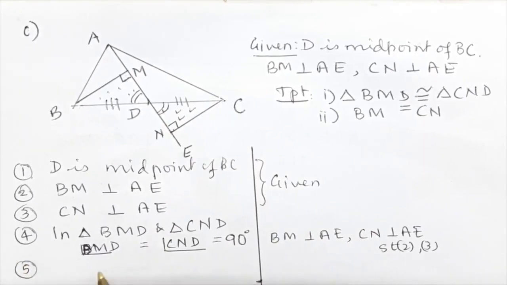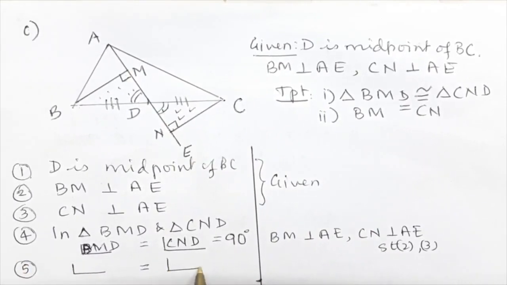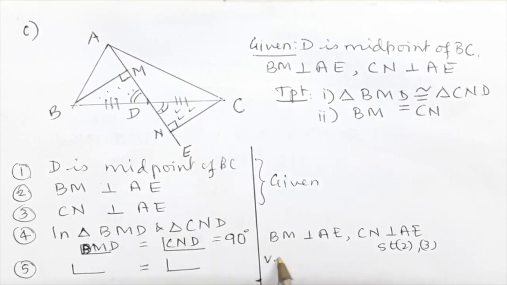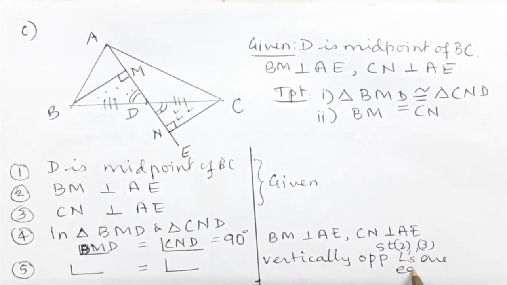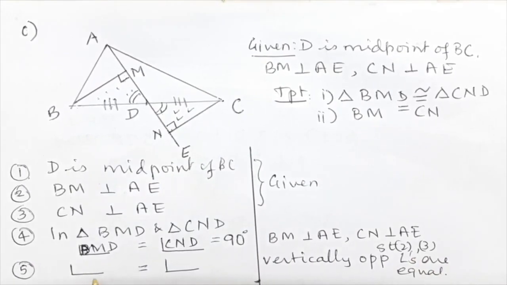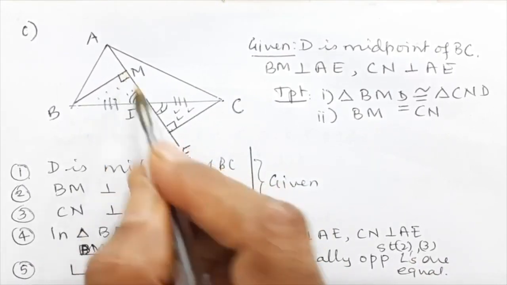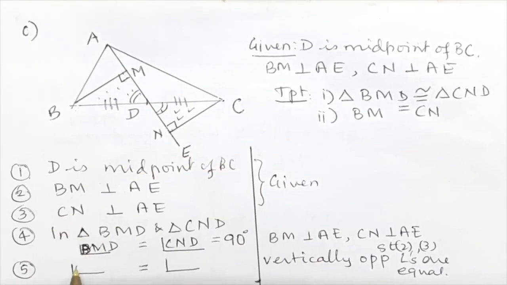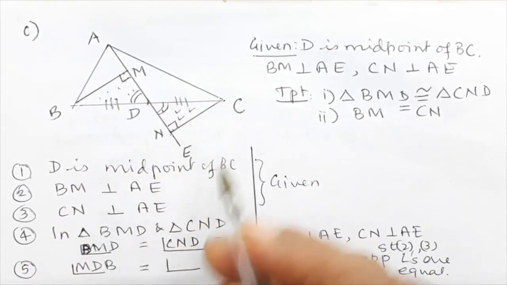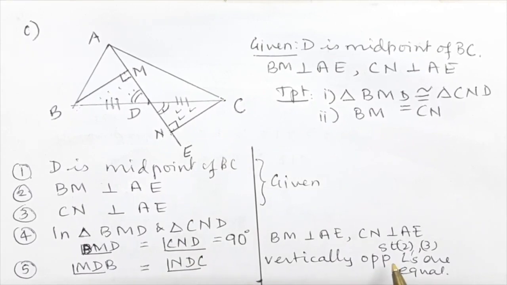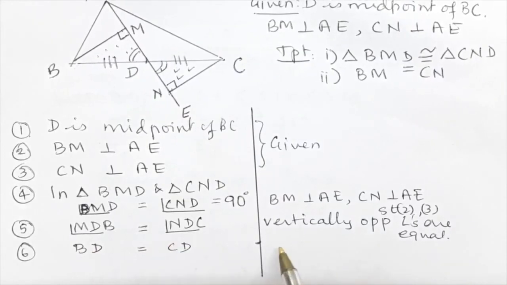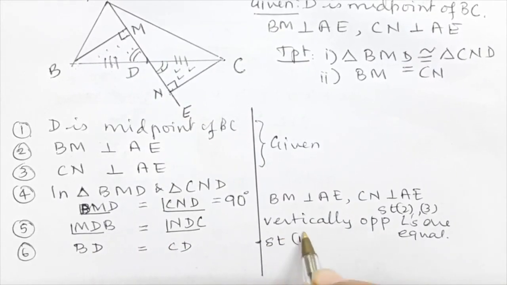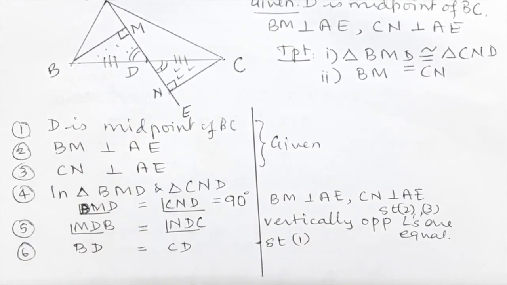Then we come to statement number 5. Again pause it. The two angles which are vertically opposite. Okay, now check your step. It will be MDB and NDC. Did you get it right? Good. Statement number 6, we will have BD equal to CD. This will be because of statement number 1, because D is the midpoint, correct?